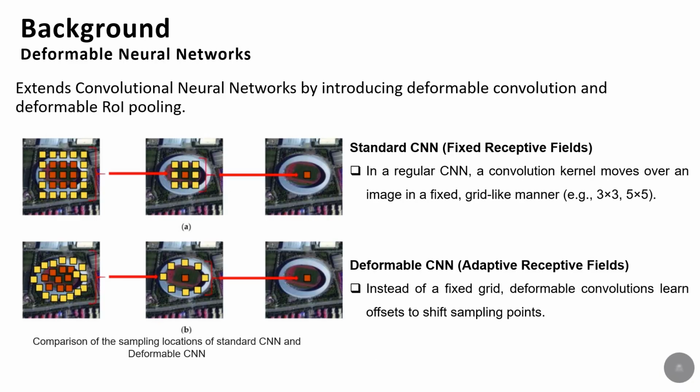Then let's look at the next concept of deformable neural network. This basically extends the convolutional neural network by introducing deformable convolution and deformable region of interest pooling. Here's an illustration of how the convolutions work. It's basically how the sampling is done in two cases. Case one is for the convolutional neural network, which has fixed receptive fields. Those are the fixed kernels.